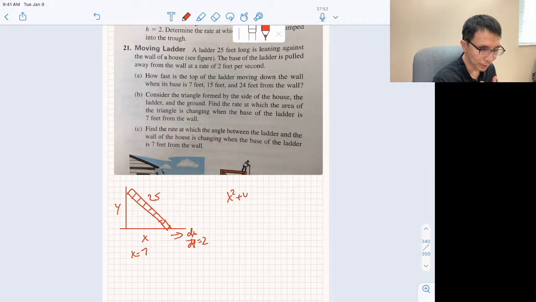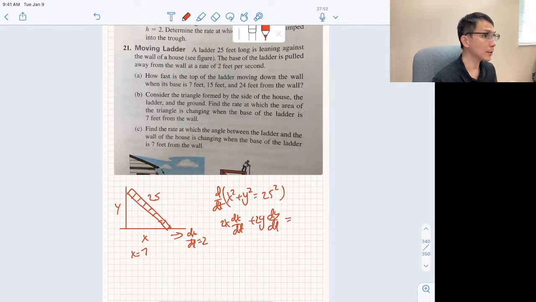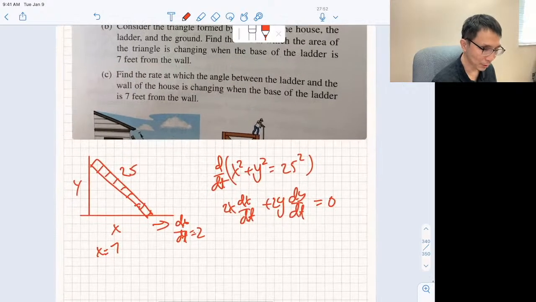You're going to say x squared plus y squared equals 25 squared. If you take d/dt, it's going to be 2x dx/dt plus 2y dy/dt. And remember, constant is your BFF. If you have a best friend in calculus, his name is going to be constant. Equals 0, because the derivative of 25 is equal to 0. The ladder doesn't change, it stays the same, so the derivative is always going to be 0.